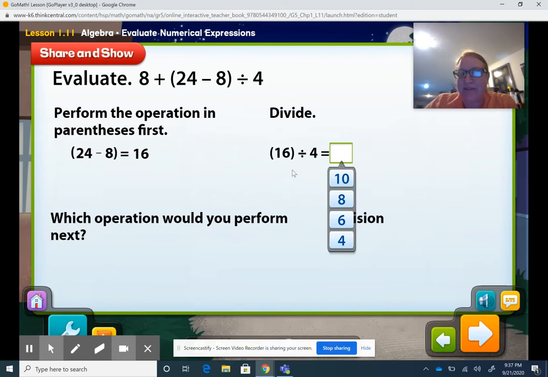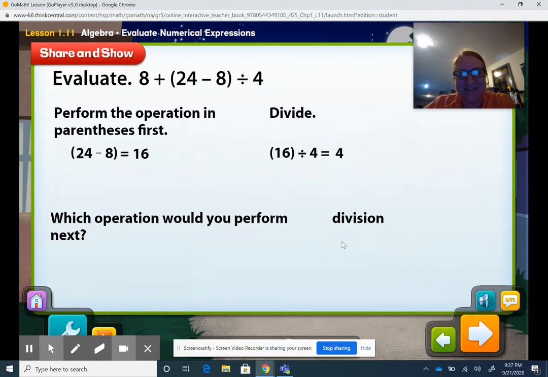Now they've left the parentheses around that because that was the answer we got from what we had to do in the parentheses. So 16 divided by 4. Or you can ask yourself, what times 4 equals 16? And that answer is 4. Great. 16 divided by 4 equals 4.